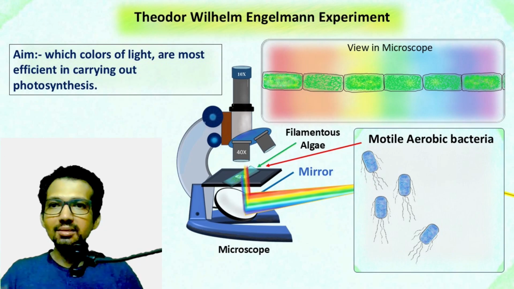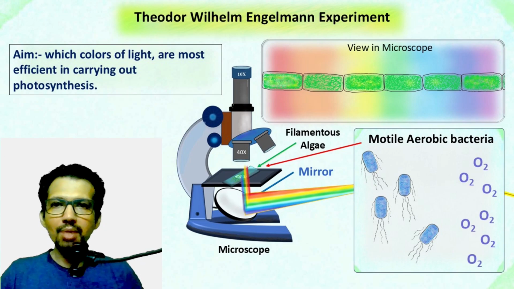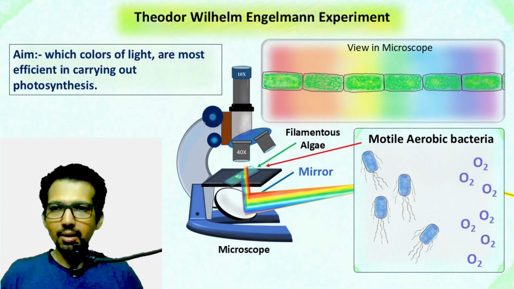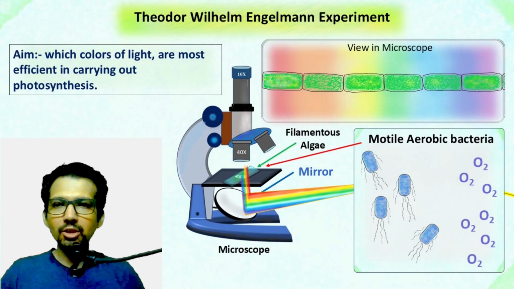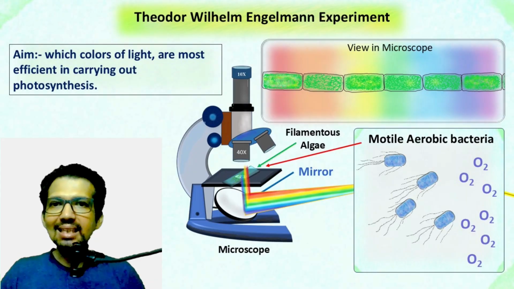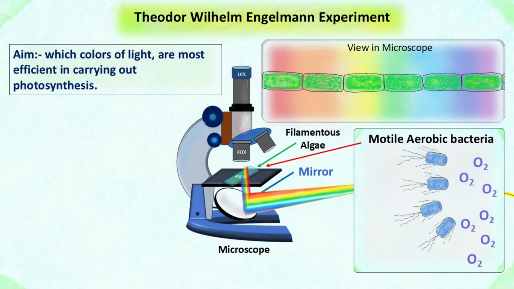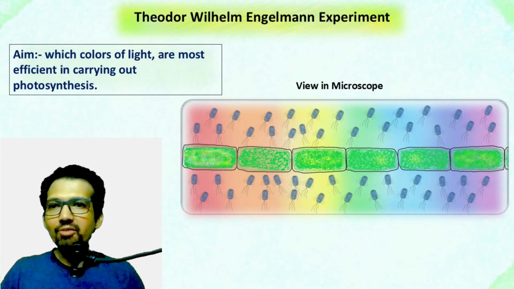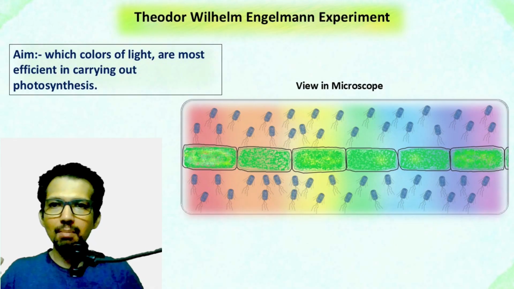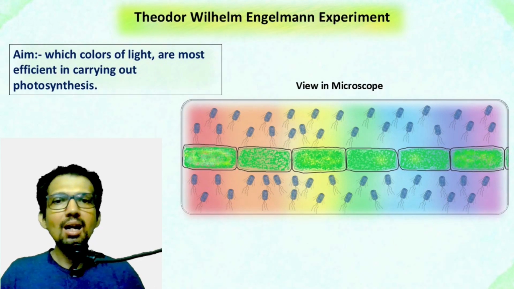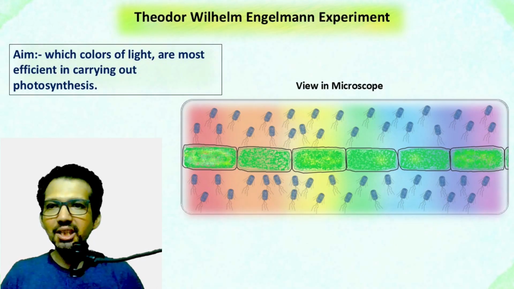Since the culture is aerobic, it loves the presence of oxygen. And wherever the concentration of oxygen is more, these cells will migrate. After some time, he noticed the migration pattern of these cells around the filamentous algae.